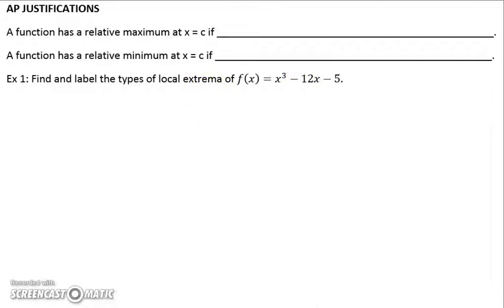So these are going to be our AP justifications. These are what we have to put into our heads, what we have to put on our AP exam if we're going to get credit. A function has a relative maximum at x equals c if f prime of x changes from positive to negative. And if you think about that, f prime is the slope. So the slope has to change from a positive slope to a negative slope. That's going to give me a maximum.